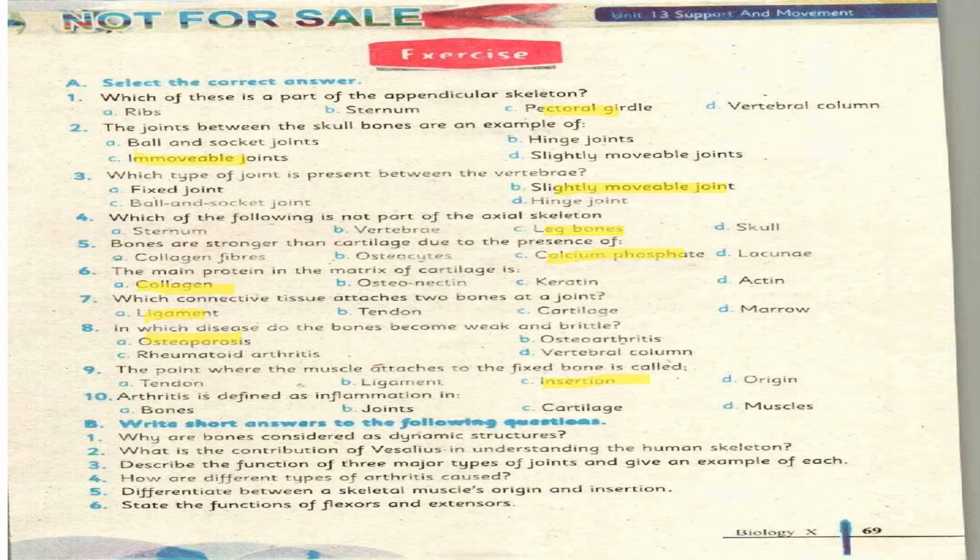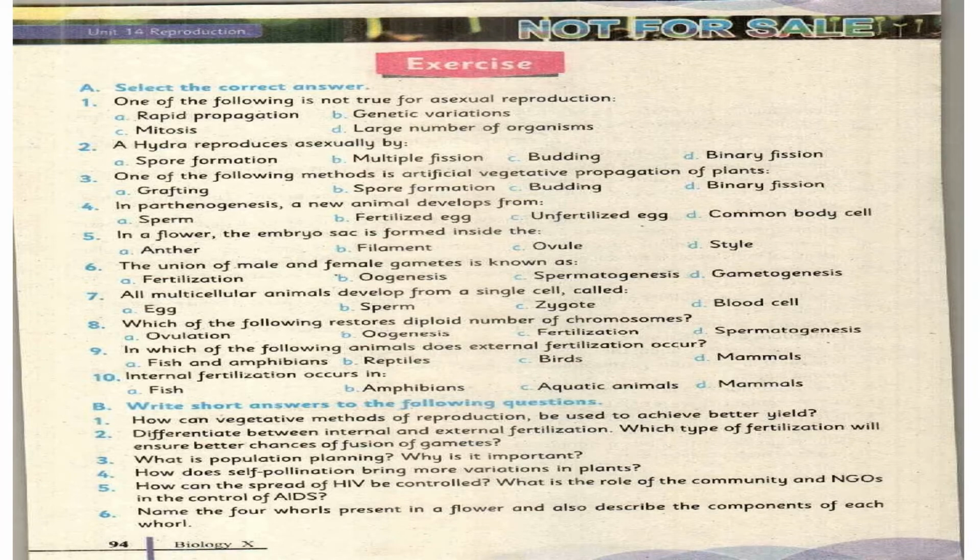Arthritis is defined as an inflammation in joints. One of the following is not true for asexual reproduction: genetic variation. A hydra reproduces asexually by budding. One of the following methods is artificial vegetative propagation of plants: grafting.